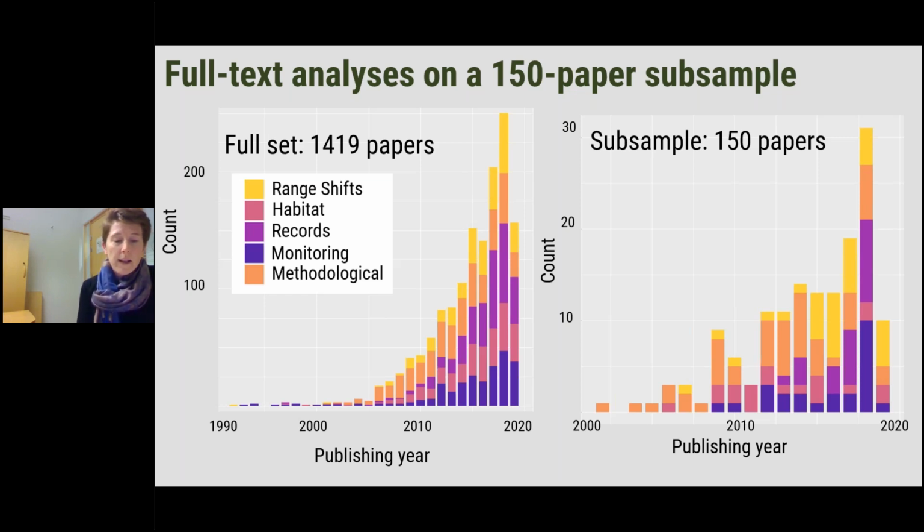So at this point, we've taken the approach of randomly subsampling 150 papers, which is a bit over 10% of our full data set. We settled on this number because it was a large enough subset to not be as sensitive to changes with the addition of more papers to that subset. So here you're seeing the basic stats on this 150 paper subsample. As you can see, it's pretty representative of the full data set, which is on the left, in terms of publishing year and the distribution of the various topics.